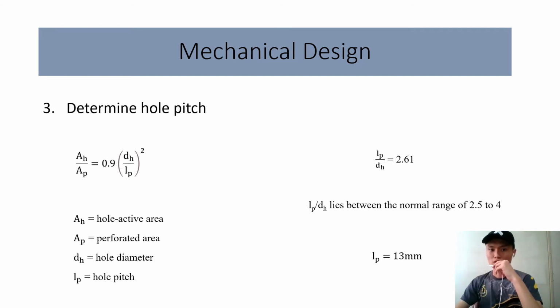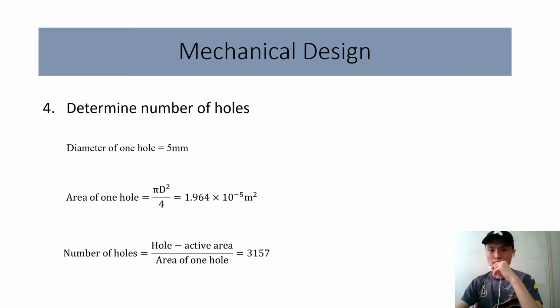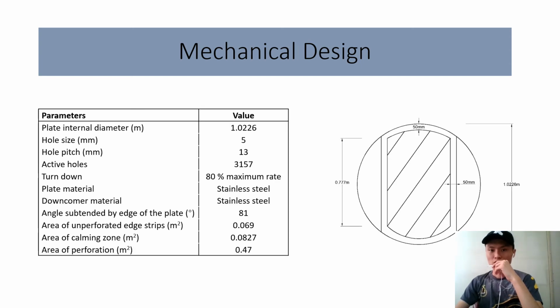Next, we need to determine the hole pitch. The hole pitch can be calculated by using these equations, and we found that LP over DH lies between the normal range of 2.5 to 4, and our hole pitch is equivalent to 30 mm. Next, we need to determine the number of holes. The diameter of one hole is assumed to be 5 mm. The number of holes will be equal to the hole active area divided by the area of one hole, which is equal to 3157. And this is the summary for our mechanical design. I will pass the section to the next person.